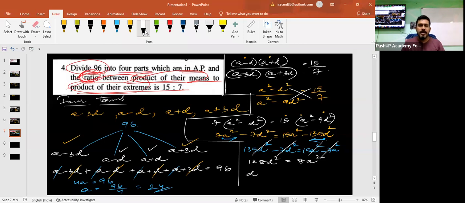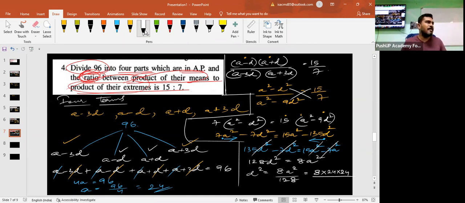See, D square will be what? 8A square divided by 128, which is equal to 8 into A, which is 24. So A square is 24 square. You can write it as 24 into 24.